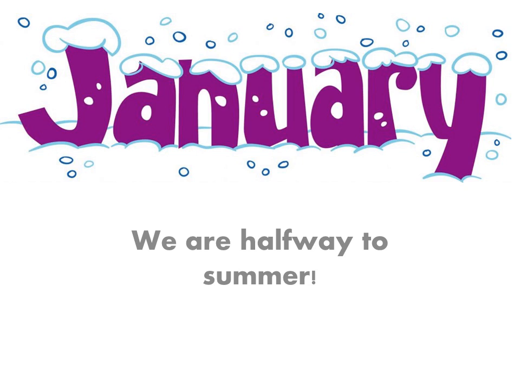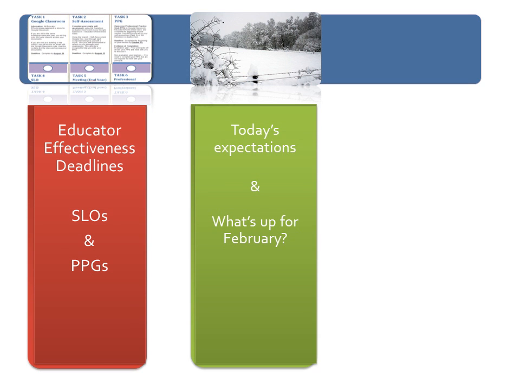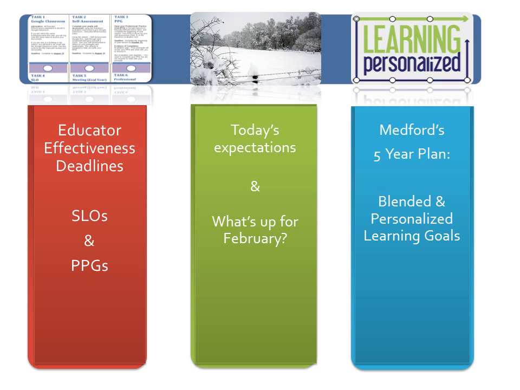Great news! We're halfway done with the school year and we are increasing the amount of sunlight every day. Today we will review these three areas: educator effectiveness deadlines, today's expectations and what's up for February, and where are we in our 5-year plan.